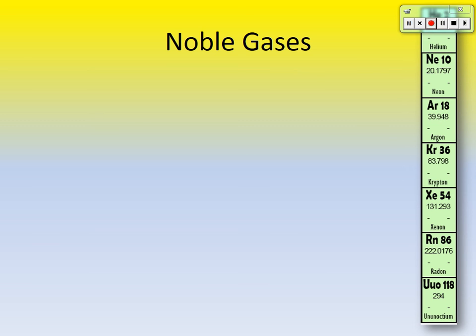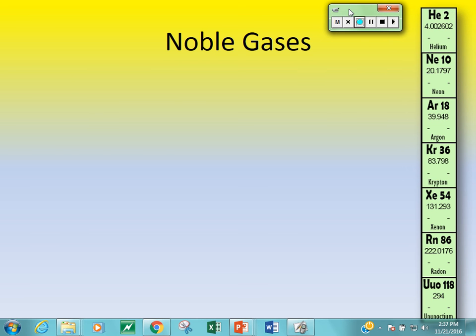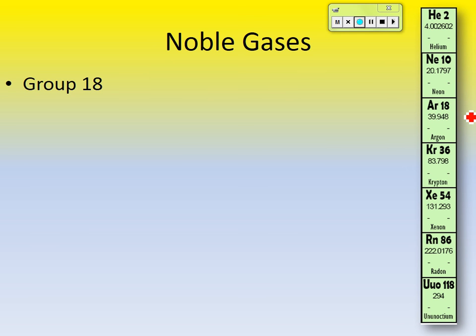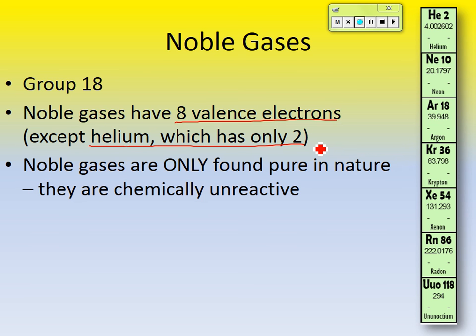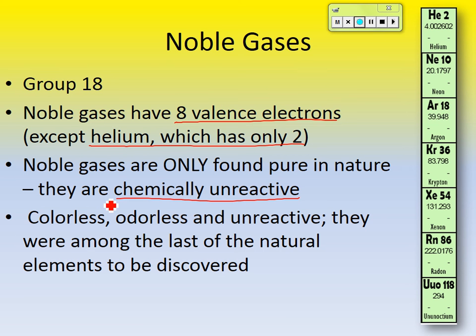Okay, let's talk about the final family on the periodic table, the noble gases. Group 18. They have 8 valence electrons, except for which one? Helium. Helium only has 2. The noble gases are only found pure in nature, which means they're only found by themselves. They're chemically unreactive. They already have their valence electrons. They don't want to share. They don't want to give any electrons to anyone else, and they don't want to take any from anyone else.